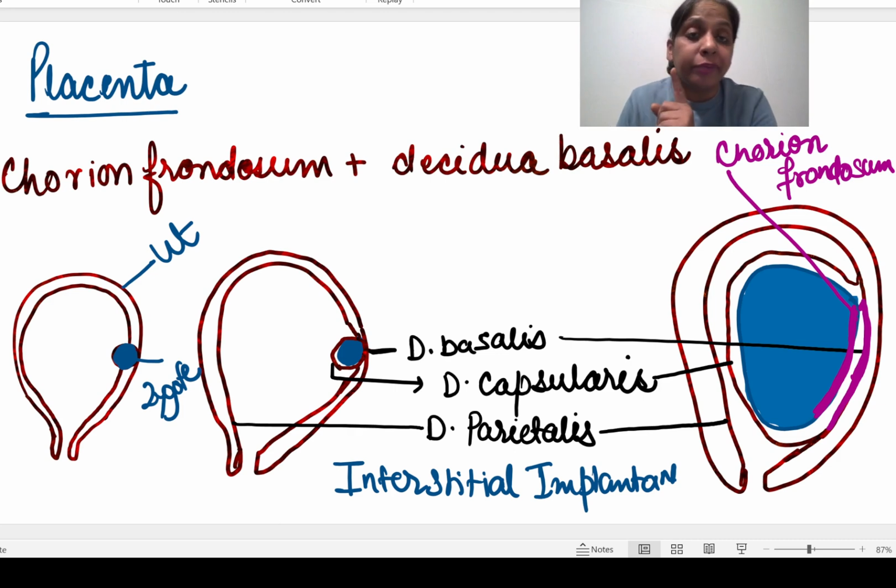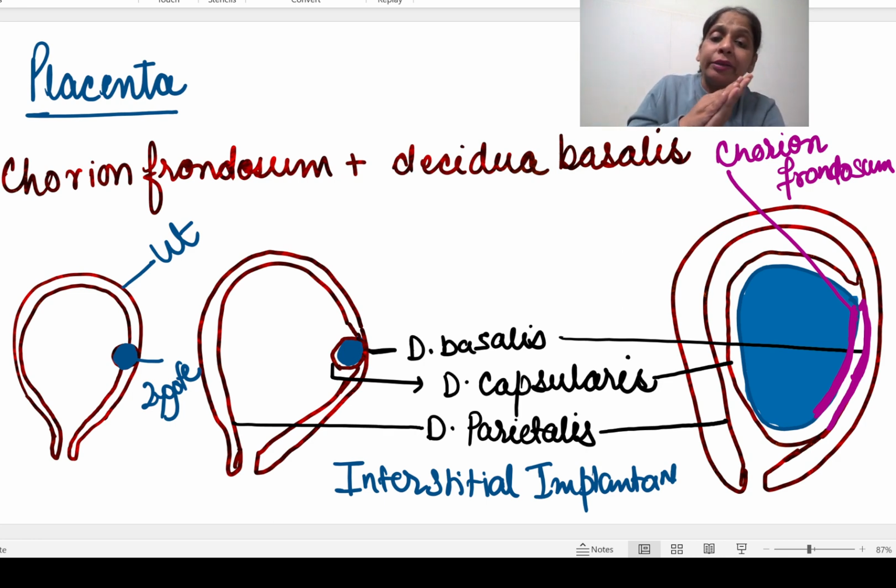In the last exam, we were asked what type of placenta we have. The answer was hemochorial. This time they can ask what type of implantation human beings have. The type of implantation is interstitial implantation. Again, I'm telling you what is interstitial: the endometrium is above and the endometrium is also below.